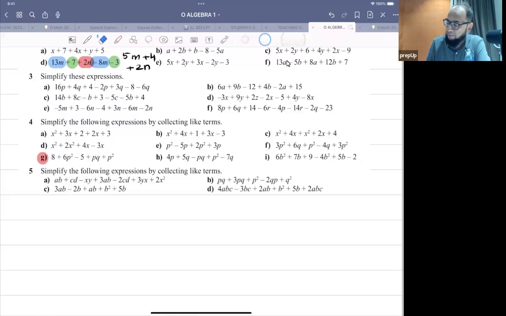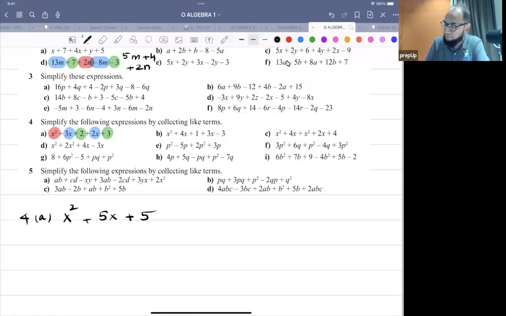So part A and part G. Part A, there is an x square term. There are no other x square terms. Then there is 3x and 2x. And then there is 2 and 3. So basically, if I write the answer for 4a, this is x square, 3 plus 2 becomes 5x, 2 plus 3 becomes 5. That is the simplified expression.